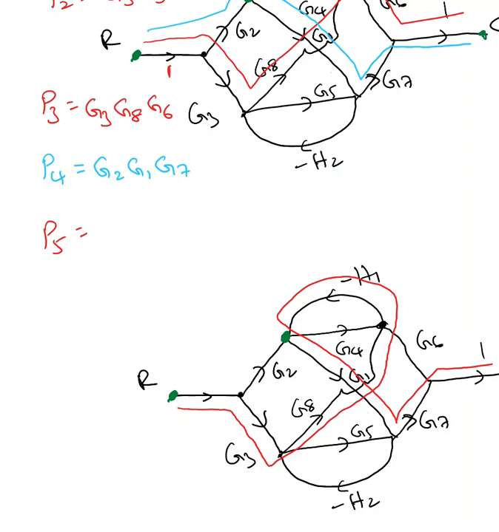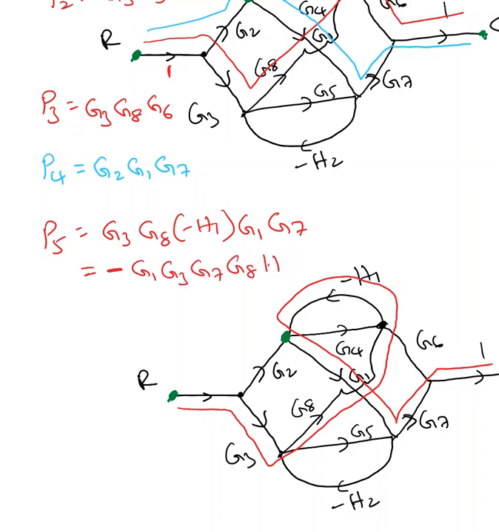It is also a path. So this is nothing but G3, G8, okay, G8 minus H1, G1 and G7. So if I write it down properly, minus G1, G3, G7, G8 and H1. That's path 5.